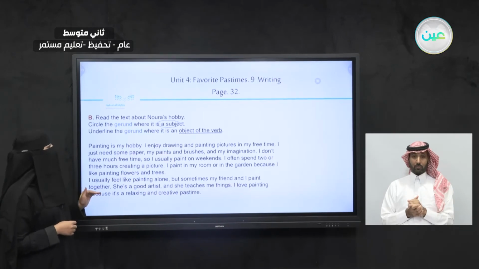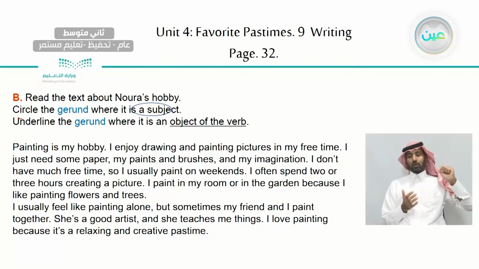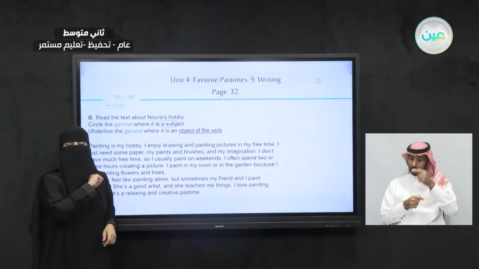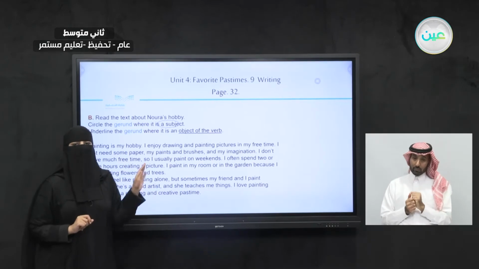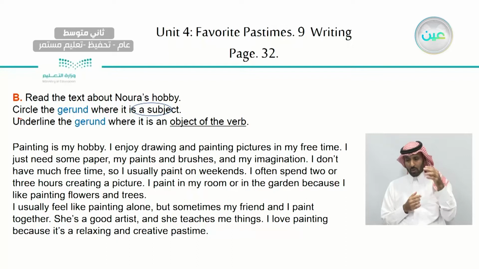Now, let's take a look at this text. What are you going to do? Read the text about Noura's hobby. Circle the gerund where it says a subject. If it's a subject, you are going to circle it. But if the gerund here is an object of the verb, you are going to underline it. Let's read it first, then we are going to circle or underline.